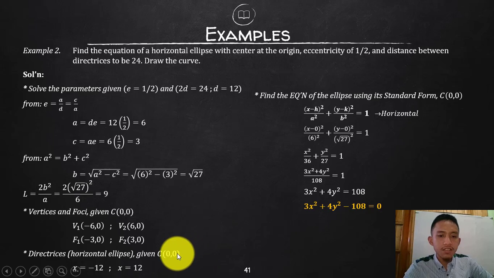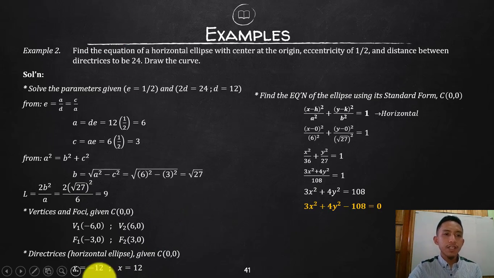Okay, so at center 0, 0, your distance to the directrix D is 12. So minus 0, it is a vertical line passing at negative 12. 0 minus 12 is negative 12, so that is a straight line passing at negative 12. If I get the directrix on the right side, I will add 12. 0 plus 12 is positive 12, so another vertical line at x equals positive 12.